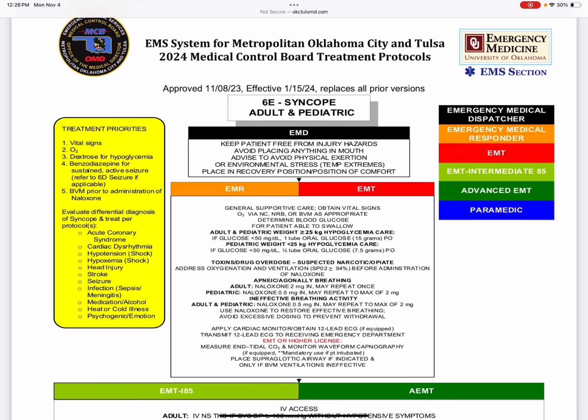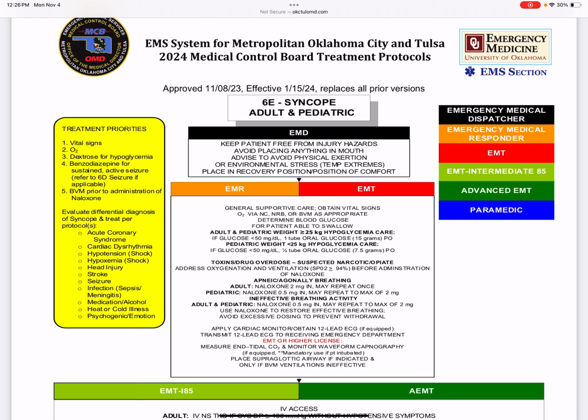Section 6E is going to be syncope. We're not going to go through this whole section and read it because it is very similar to the last several sections that I've read and that you guys have listened to. So I'm sure you don't want to hear me repeat myself even more than I already have.